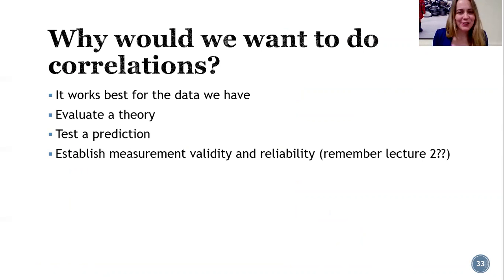Again, I feel like I'm saying this over and over again, but if both of your variables are continuous variables, then a correlation will just work better for the data that you have. The other applications for correlational design that your textbook talks about are that it allows us to evaluate a theory, test predictions, and to establish measurement validity and reliability.